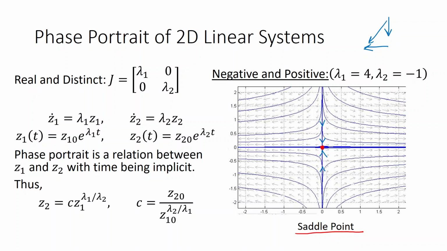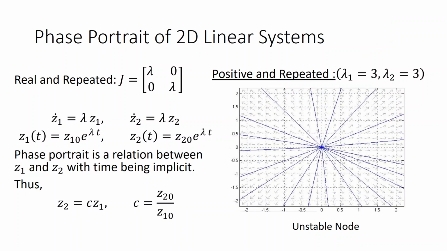This is a very typical behavior where along one eigenvector you are reaching this equilibrium point, but along the other eigenvector you are going away from the equilibrium point. So this sort of a phase portrait is obtained in that case, and here the equilibrium point is called a saddle point.